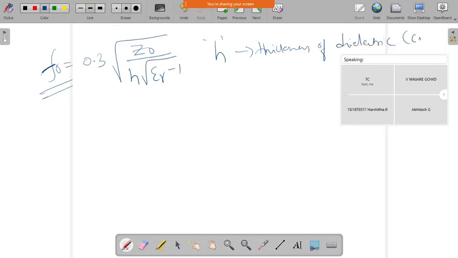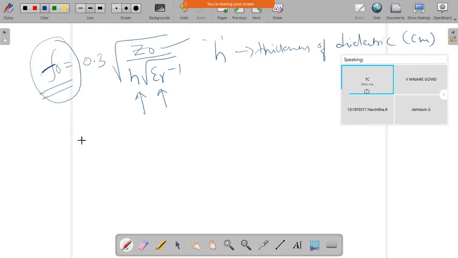in centimeters. If you take that, you can calculate the cutoff frequency for a particular characteristic impedance, a particular height of the dielectric, and a particular epsilon r value. This cutoff frequency will be specified in the data sheet of the dielectric material. So you can look into that and see up to what frequency you can use that dielectric for a particular application.